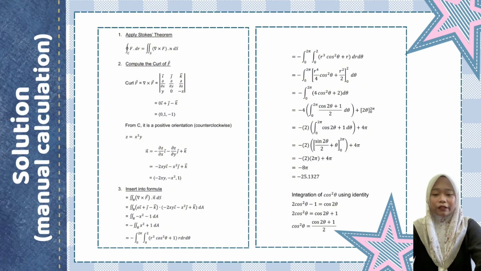Substitute into the surface integral: (0, 1, -1) dot (-2xy, -x squared, 1), and I got -x squared - 1. I factor out the minus sign, so it becomes -(x squared + 1). Since the region is a circle when viewed from above, when I switch to polar coordinates, dA becomes r dr d theta. x is equal to r cos theta, so x squared is equal to r squared cos squared theta. The integrand becomes r cubed cos squared theta plus r.